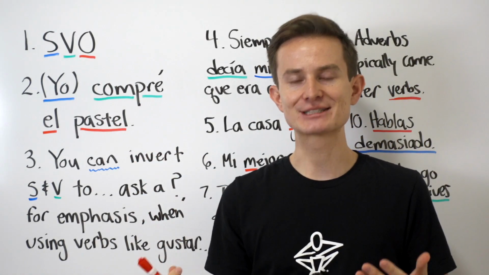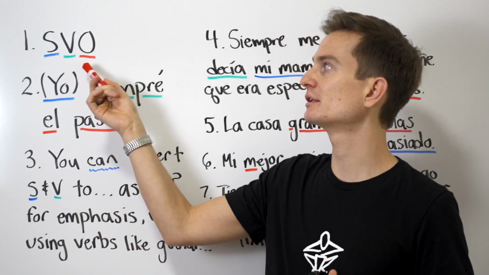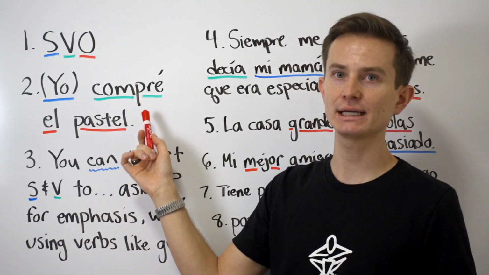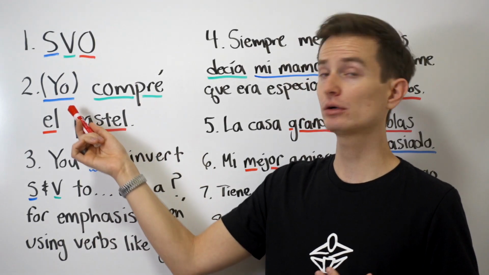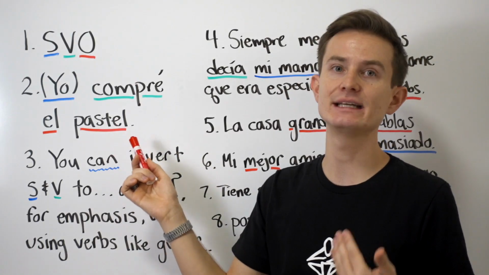First off, you need to understand that in Spanish, the typical structure is almost always subject, verb, object. For example, yo compré el pastel. Yo is the subject, compré is the verb, and el pastel is the object.